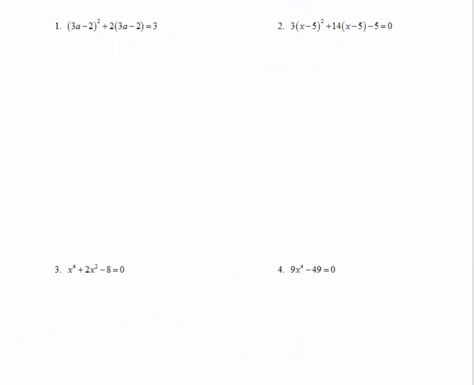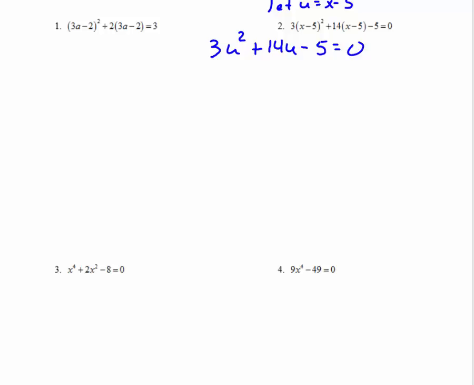Number 2. 3 times (x minus 5) quantity squared plus 14 times (x minus 5) equals 0. Again, the old technique was to multiply all that out. The new technique was to say what's in parentheses. So we're going to let u equal x minus 5. If we do so, we get 3u squared plus 14u minus 5 equals 0. Students always ask me, what if they're not the same? Well, in 116, they will be the same. So you're going to let u equal what's inside the parentheses, and that should be the same thing.